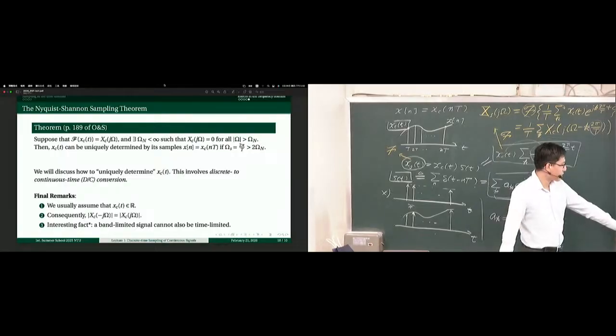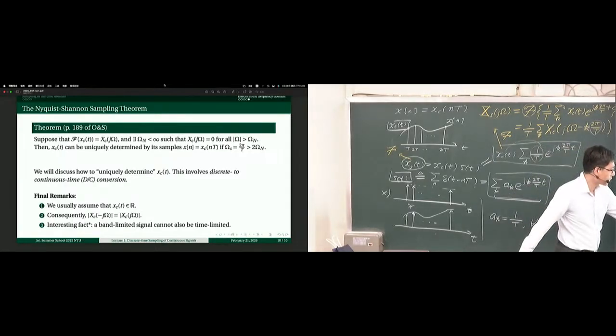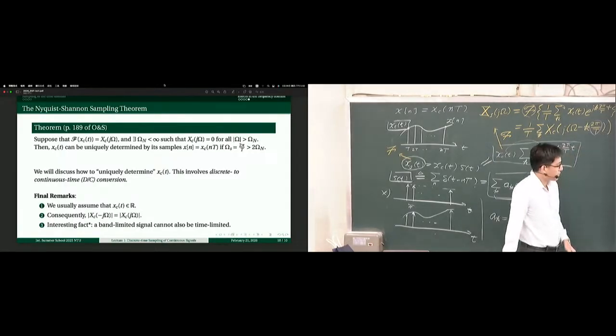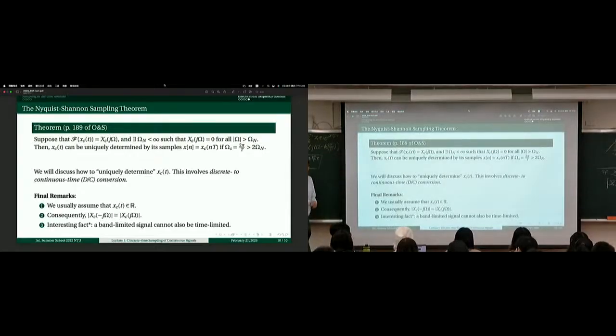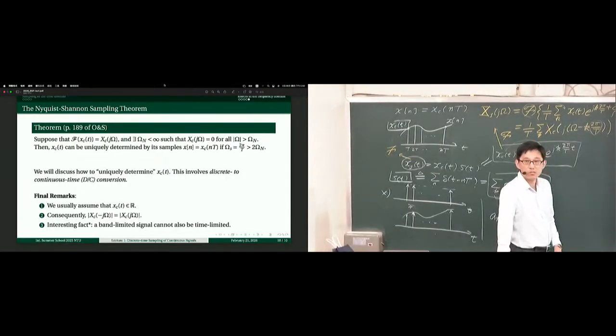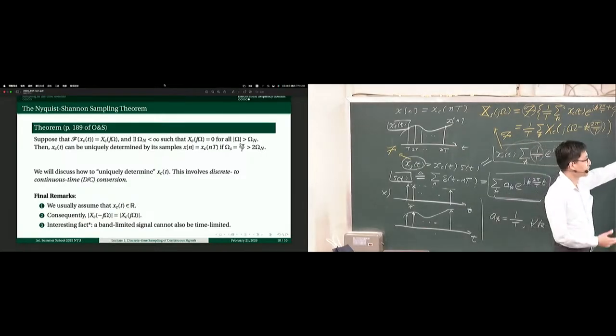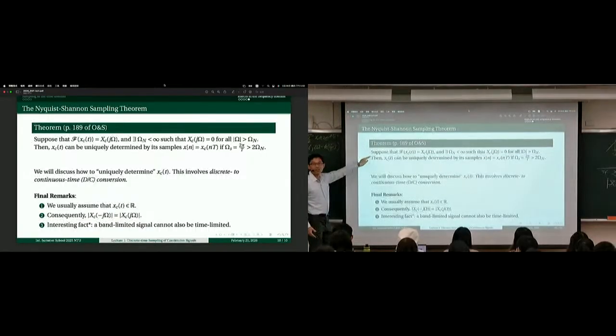So mathematically, this is a kind of subtle point to consider. Turns out that any time-limited signal cannot also be band-limited. So if you take this seriously, then we have trouble, right? We talk about band-limited signals being sampled sufficiently, but no signal is band-limited.